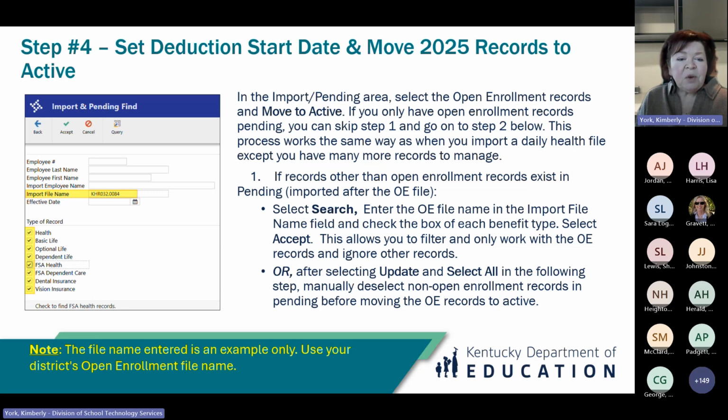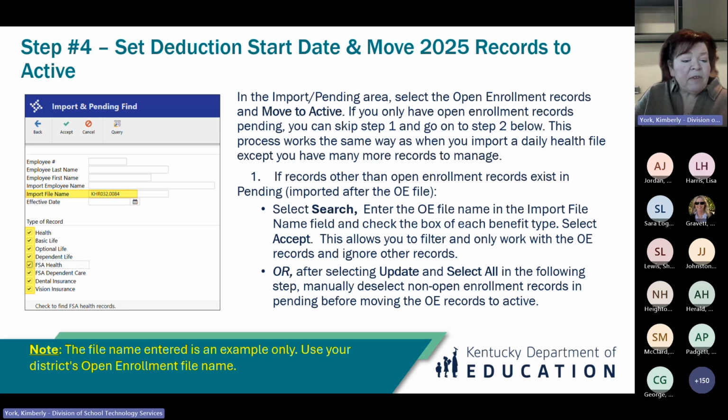So if records other than the open enrollment file exists in pending, you'll select search, enter the OE file name in the import file name field, and check the box of each benefit type. And you see an example here to the left. You'll select accept. This allows you to filter and only work with the OE records and ignore other records. Or after selecting update and select all in the following step, manually deselect non-open enrollment records in pending before moving the OE records to active.